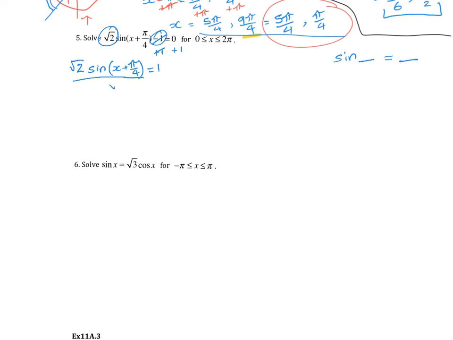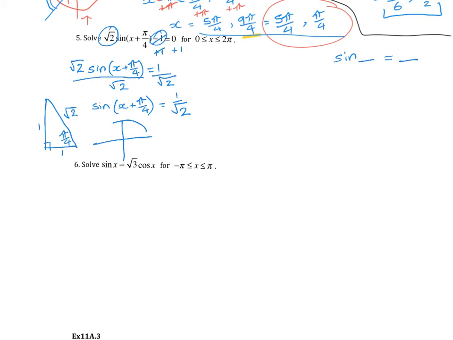And then I'm going to divide by root 2, so sine of x plus pi on 4 equals 1 on root 2. And that reminds me of the exact value triangle with pi on 4. So the acute angle is pi on 4. If we do the unit circle, and we've also got sine. Now we know sine is a positive number, so we want to be in the A and S quadrants. Here and here, and pi on 4 is here.